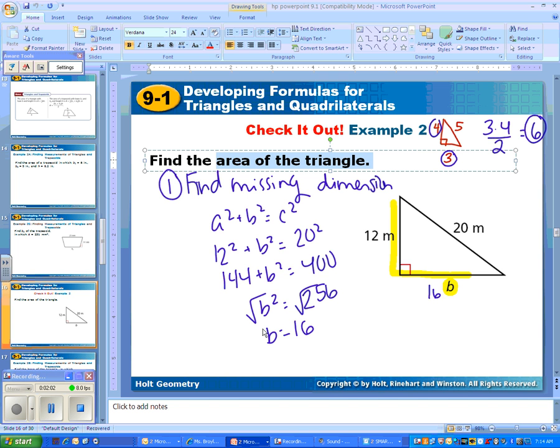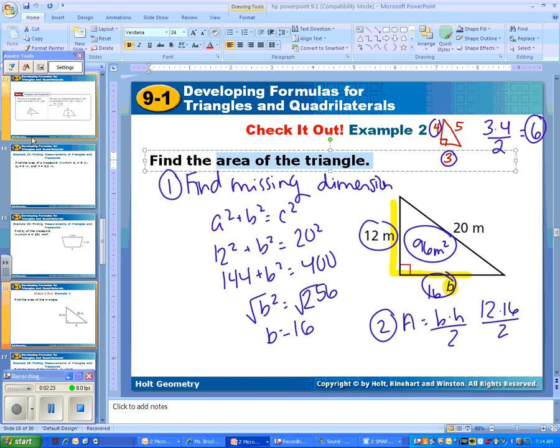Okay. So now that we know that the base is 16, we can go ahead and figure out what the area is by plugging in our base and our height. So 12 times 16 divided by 2 gives us the area is 96 square meters. All right, so that's the first type of question.